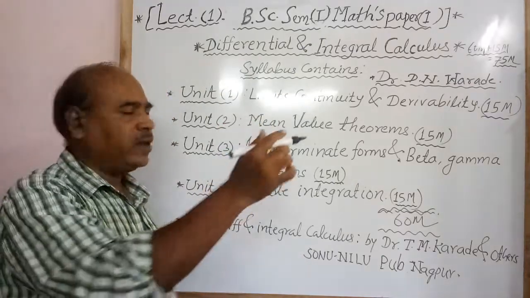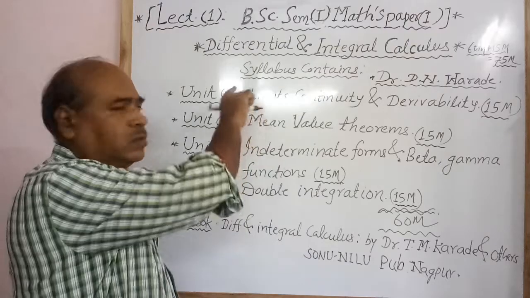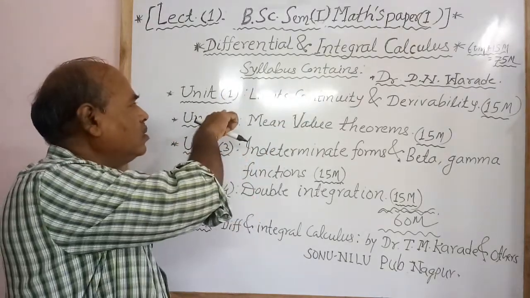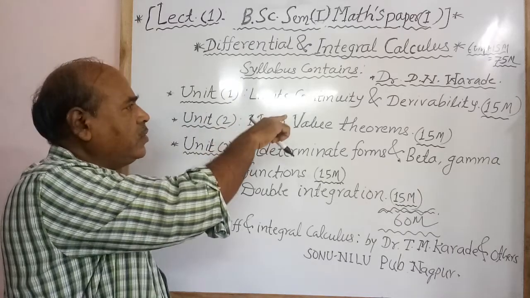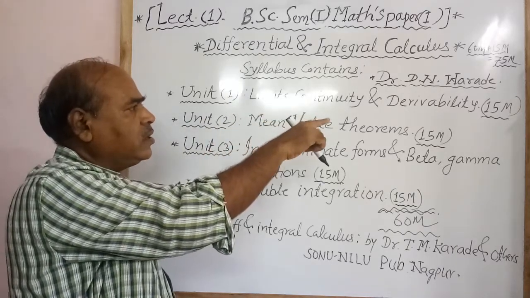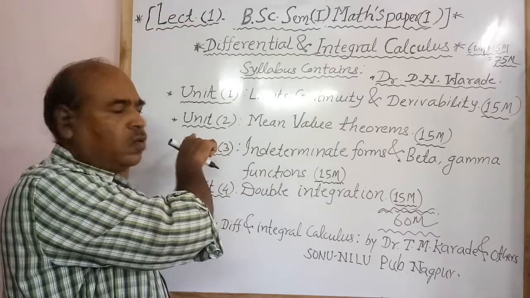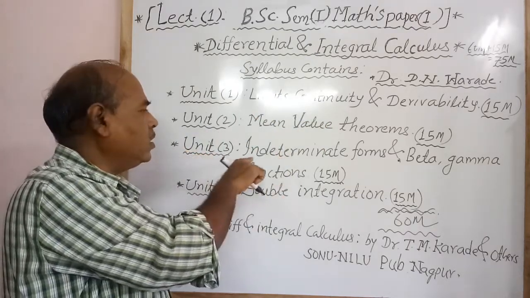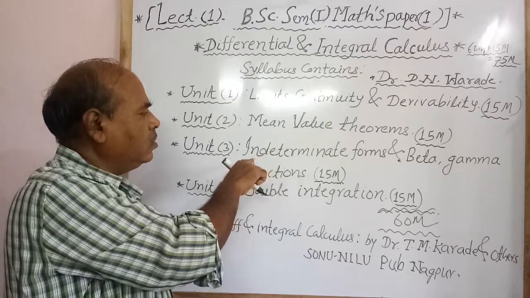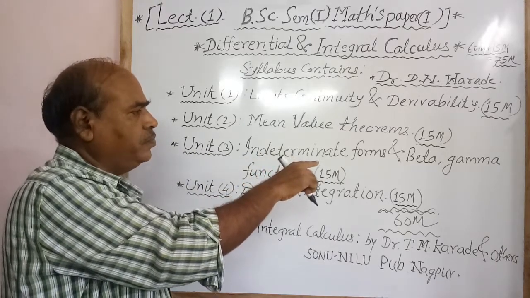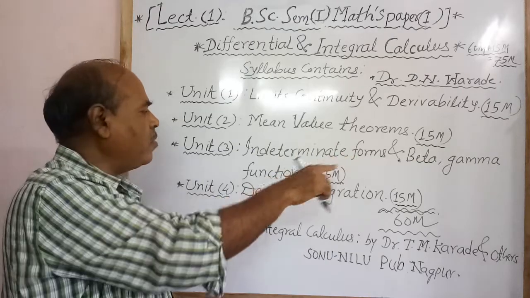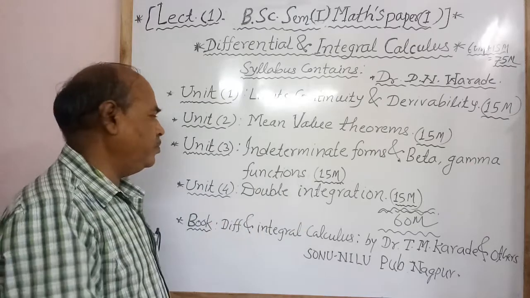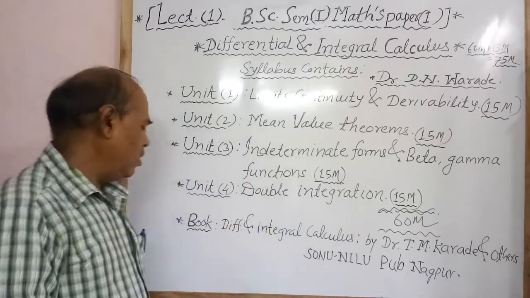First we see the brief idea of the syllabus. The syllabus contains 4 units. Unit 1 contains limits, continuity and derivability. Unit 2 contains mean value theorems. Unit 3 contains indeterminate forms and beta gamma functions. And unit 4 contains double integration. These are the 4 units.